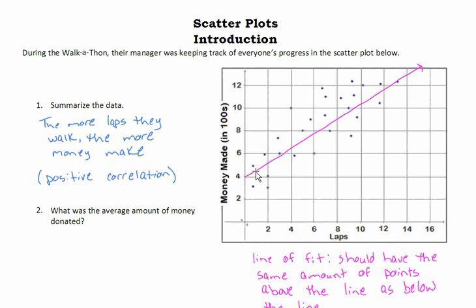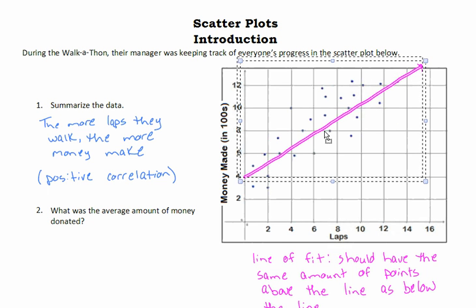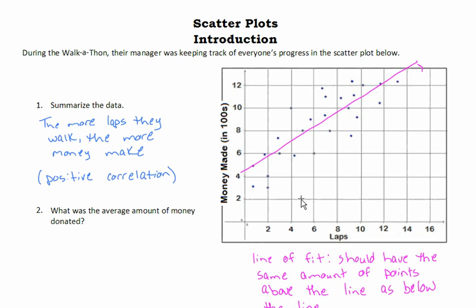Okay, so let me see what I have. I have about 2, 4, 6, 8, 10, 12, 14 above, and 2, 4, 6, 8, 10 below. Yeah, so mine didn't work. I am going to have to move it just a little bit up. That's a little bit better. Okay, so 2, 4, 6, 8, 10, 12, that's a pretty good line of fit. Again, this is called a line of fit. It gives us a pretty good average of what we're looking at.